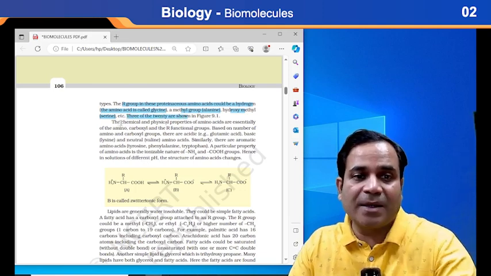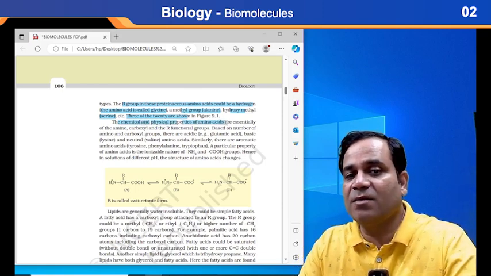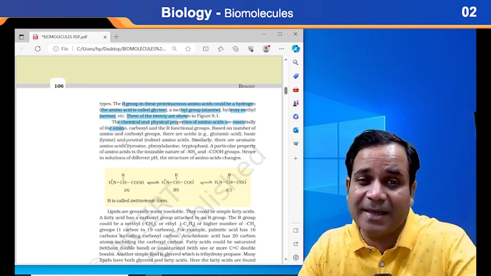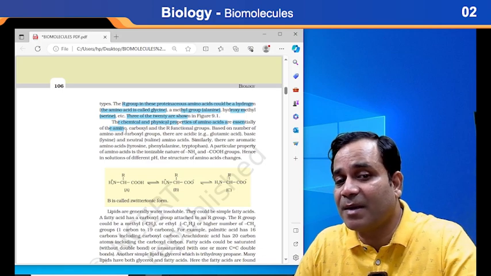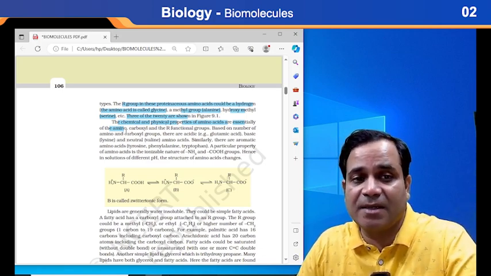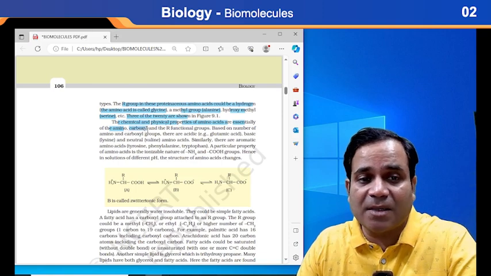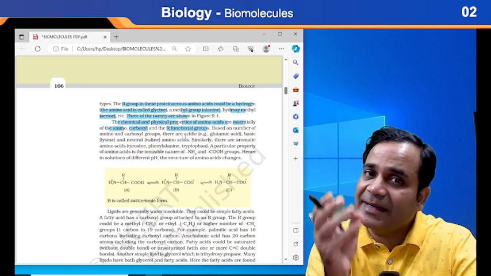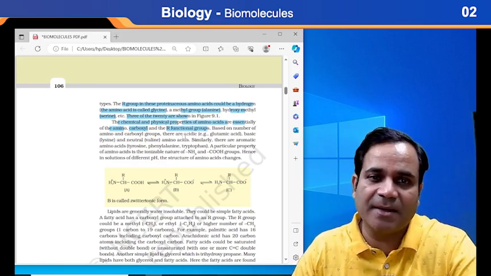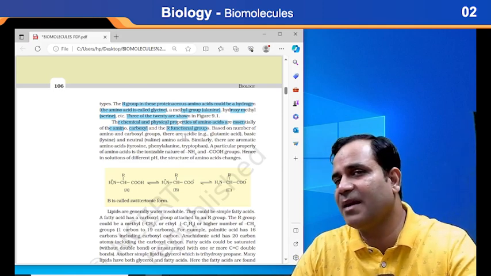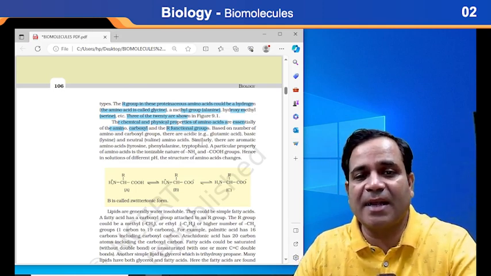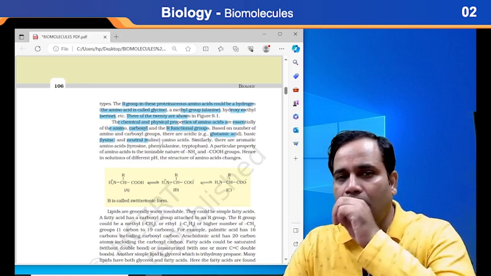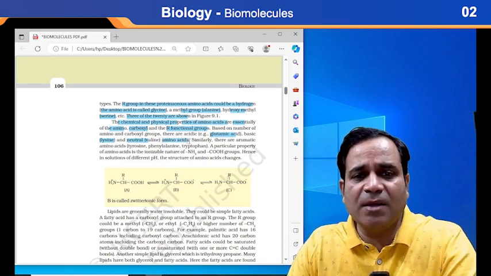Clear? So see, the chemical and physical properties of amino acids are essentially those of the amino group. So it is very essential to know here, my dear, that for the chemical and physical properties of amino acids, they must have an amino group, as well as a carboxyl group, as well as an R functional group. R functional group means what? The group which is attached to another carbon compound, my dear. So based on the number of amino and carboxyl groups, they are acidic, like glutamic acid, basic, like lysine, or neutral, like valine amino acids.